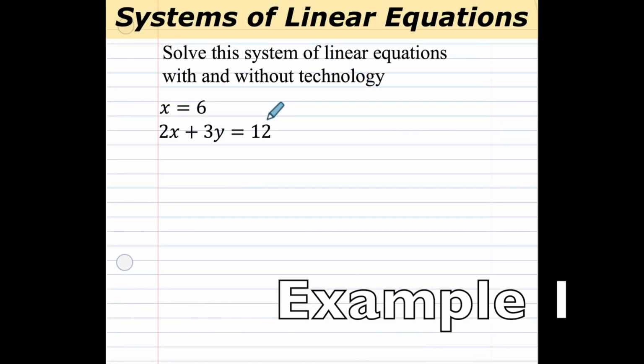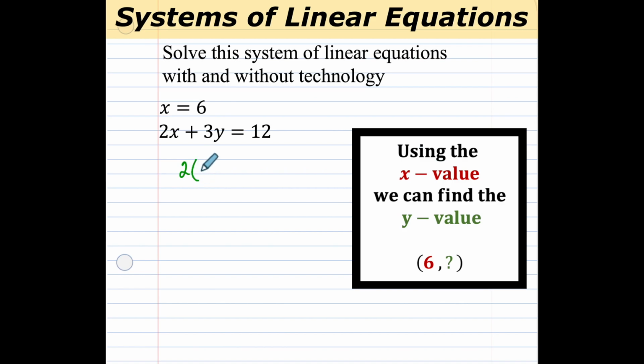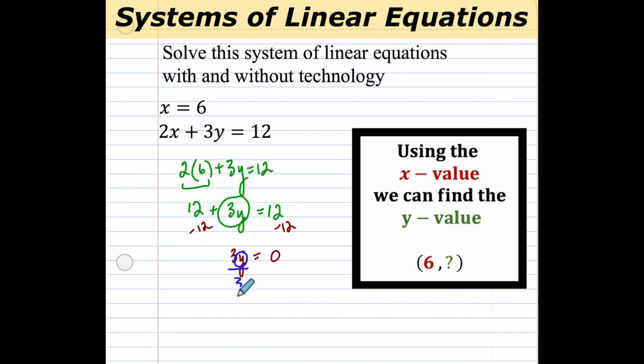We can also solve this system using algebra by simply plugging in the value for x into the second equation. And it looks like this. 2(6) + 3y = 12. 12 + 3y = 12. We want 3y by itself. We'll subtract 12 both sides. 3y = 0. Get y by itself by dividing by 3.